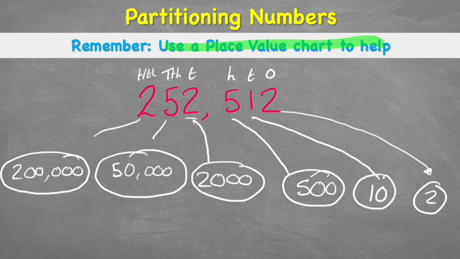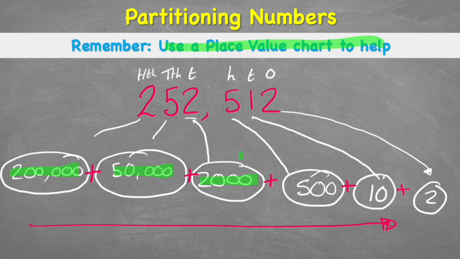And again, I can check by just adding these all together to see if I got the correct answer. Or sometimes you can just read it from left to right to see if you got the right number. Let's do that. 252,512. Awesome. And a super difficult one.